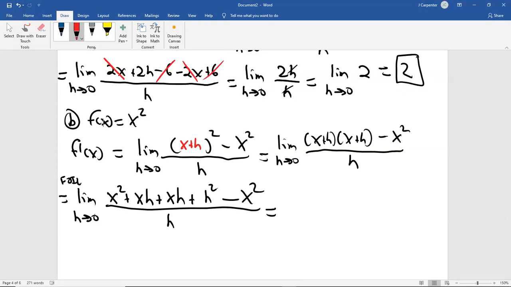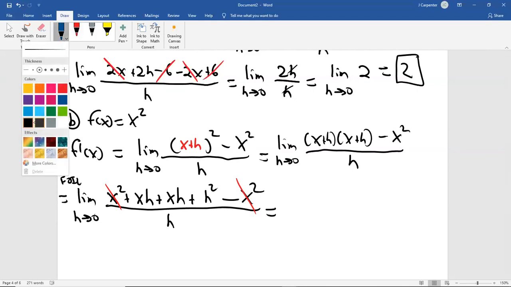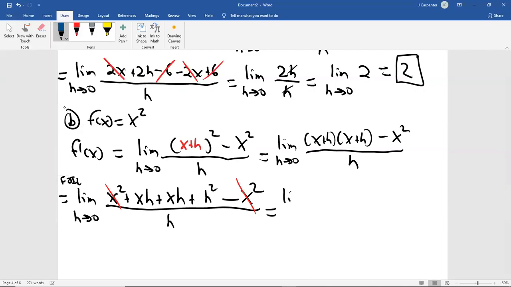These get really ugly for a hot second, but the good thing is lots of things will cancel. The x squared and the minus x squared are gone. The xh and the xh add to 2xh, adding the same thing. Apple plus apple is 2 apples. So xh plus xh is 2xh. So this is the limit as h goes to 0 of 2xh plus h squared, all divided by h. Again, after combining like terms and canceling.